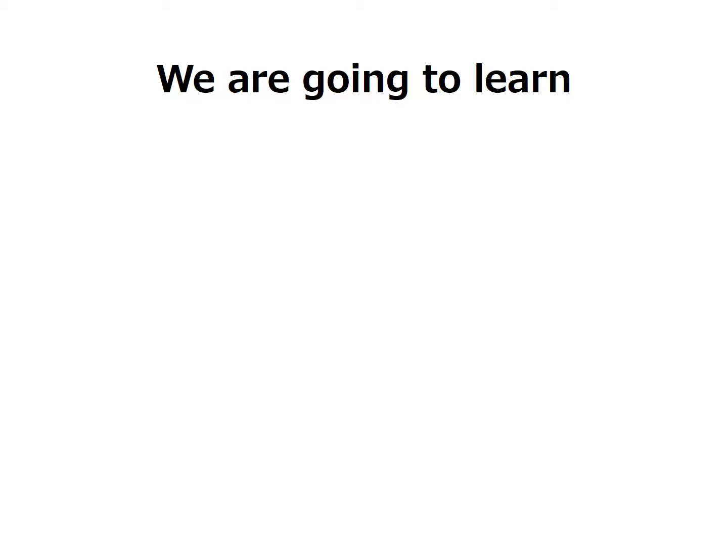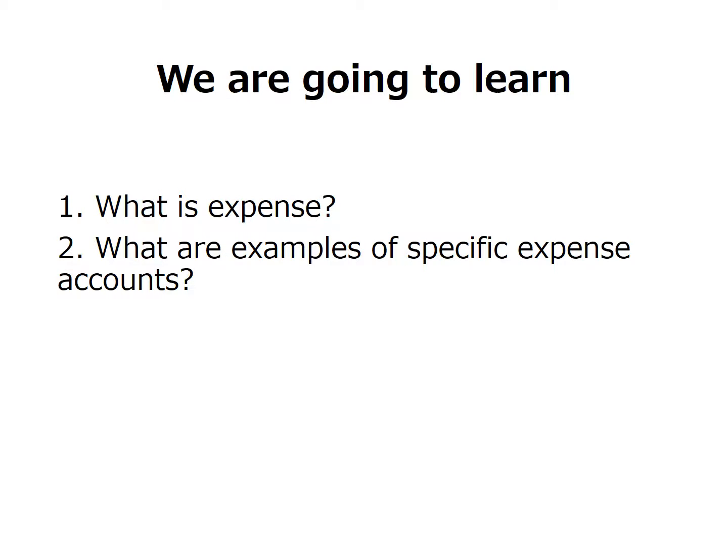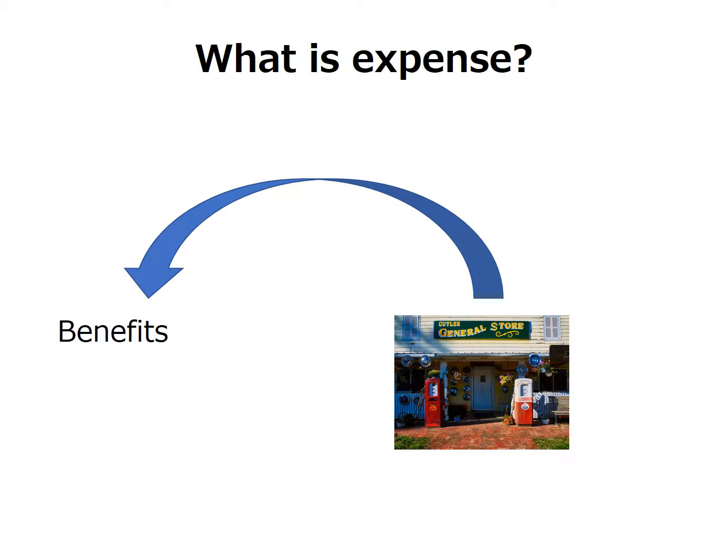In this lesson, we are going to learn what is expense. What are examples of specific expense accounts? What is expense? Expense is a benefit flowing out of the business. It is the opposite of income. Expenses are important in doing business. No business can operate without incurring expenses. No business earns income without expenses. So it goes without saying that income and expense are very much related.